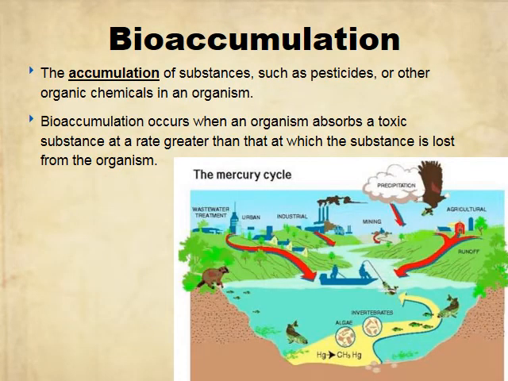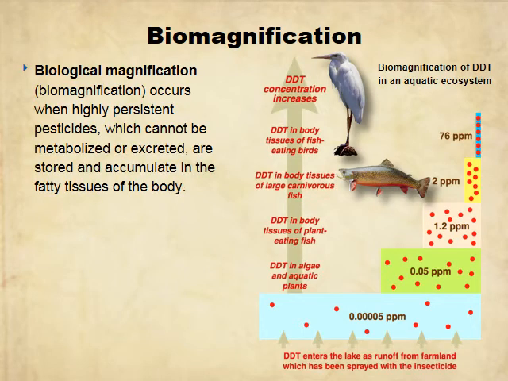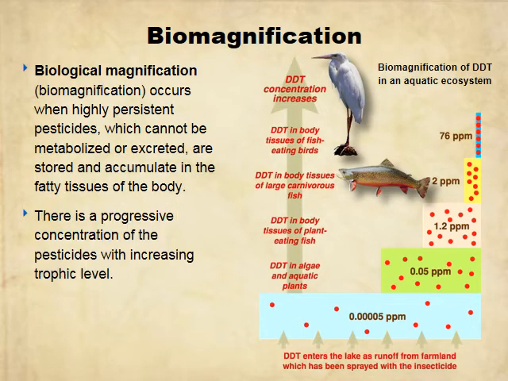And last but not least, we come to bioaccumulation, which is a bit different than biomagnification. Accumulation is basically the accumulation of substances like pesticides or other chemicals in an organism. We accumulate toxins by breathing, eating, putting things on our skin, breathing them in. And then biomagnification is the magnification of these toxins as it goes up a food chain or a food web. So here you have DDT, dichlorodiphenyltrichloroethane, a huge pesticide that is now banned, and you have it in the water.